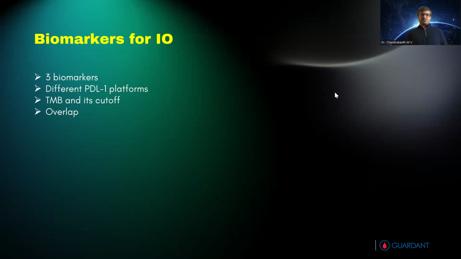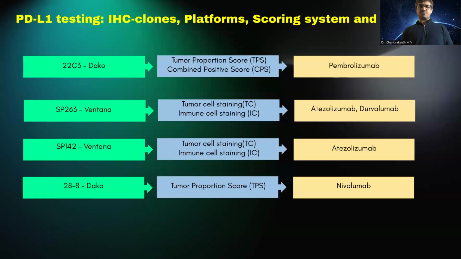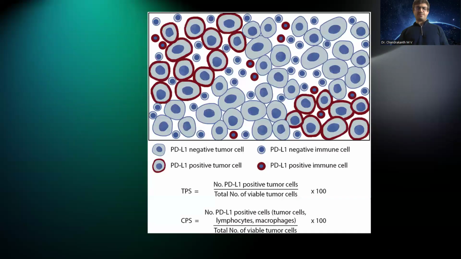Now, quickly going on to the biomarkers for immunotherapy. There are 3 important biomarkers, and then let's see the different platforms, tumor mutation burden, and what the overlap is. These are the 3 important biomarkers for immunotherapy: PDL1, MSI, and tumor mutation burden. These are the different platforms: 22C3 for Pembro, 263 for Atizo Durva, 142 for Atizo, and 288 DACO for Nivolumab.